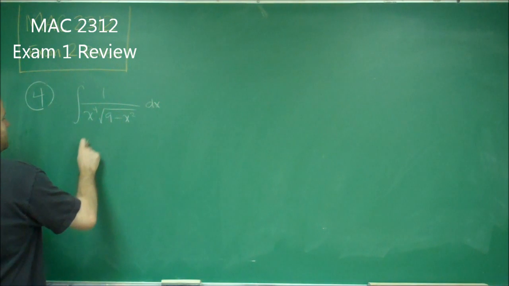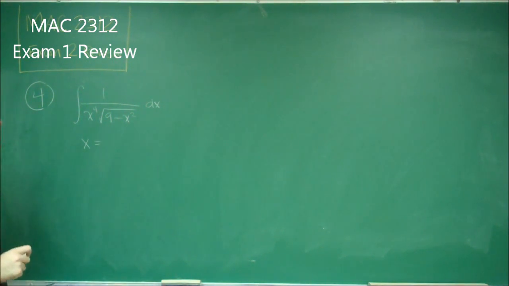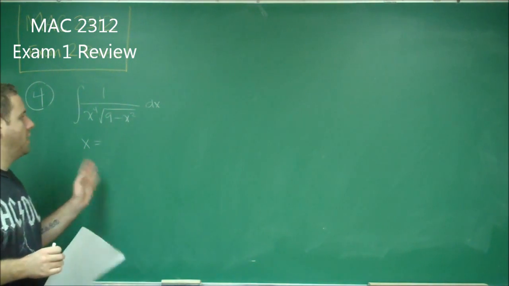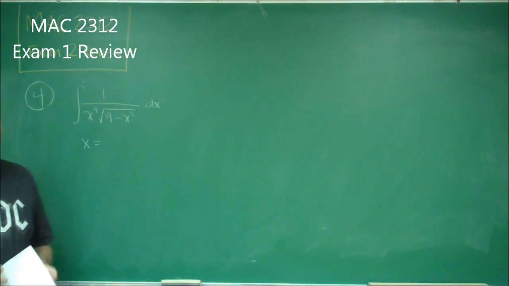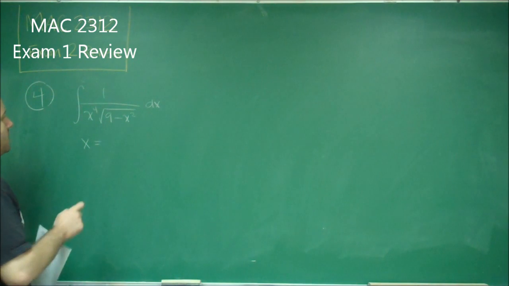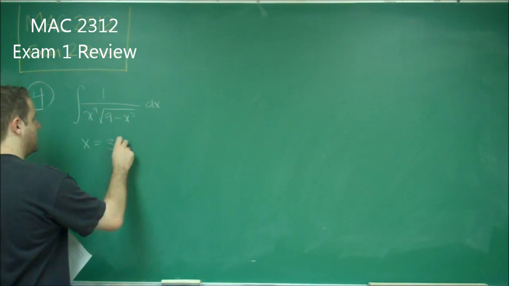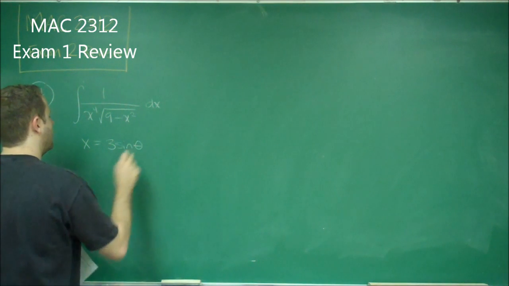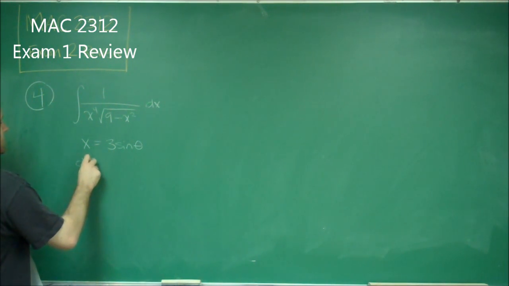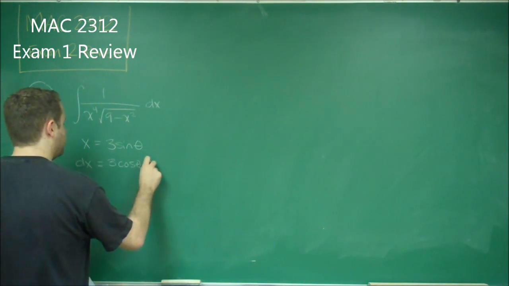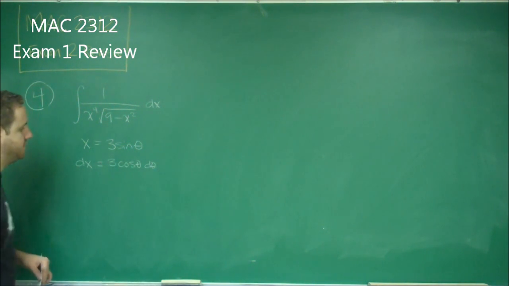So our trig substitution here, we want x to be either sine or cosine. It really doesn't matter because you're doing 1 minus sine squared or 1 minus cosine squared. It will work out either way. But since there's a 9 here, we want our coefficient to be 3. So let's just say 3 sine theta. So our derivative substitution, dx equals 3 cosine theta d theta.